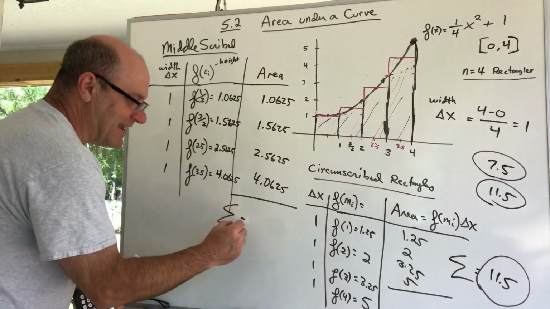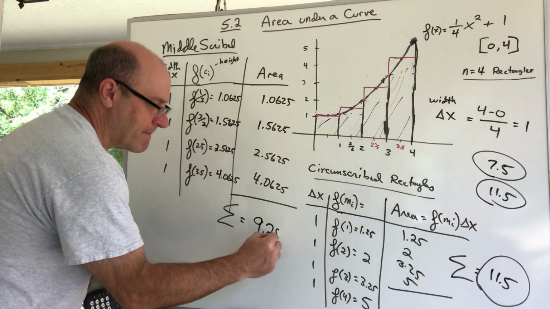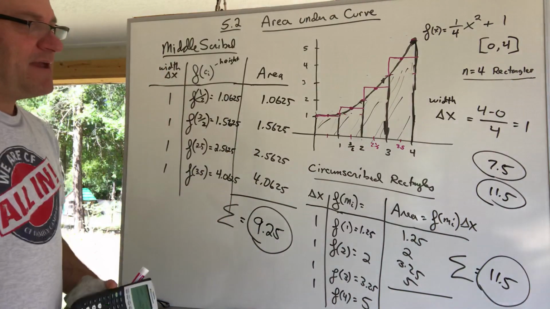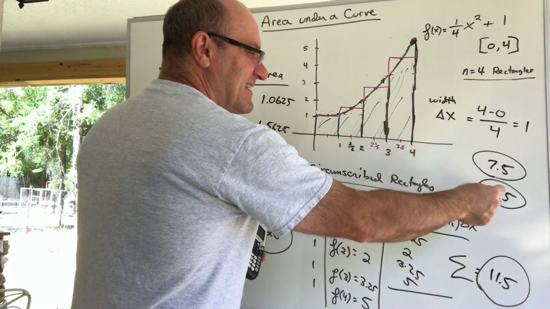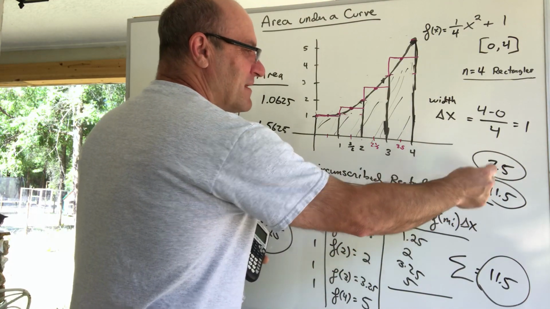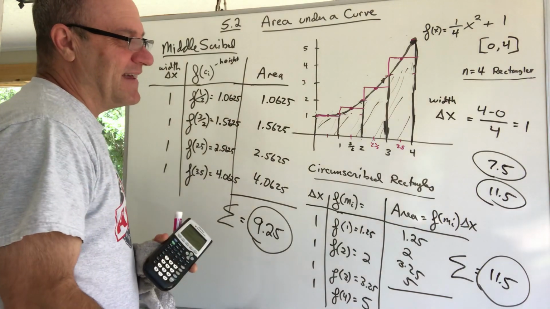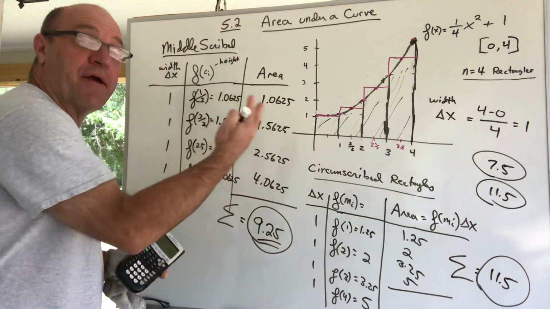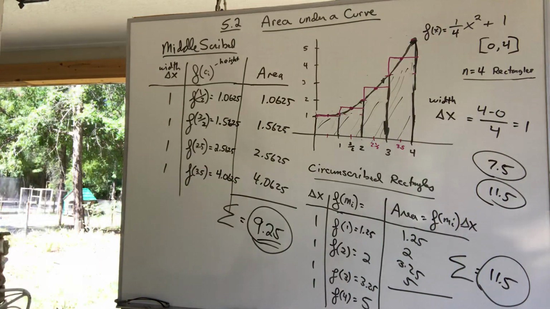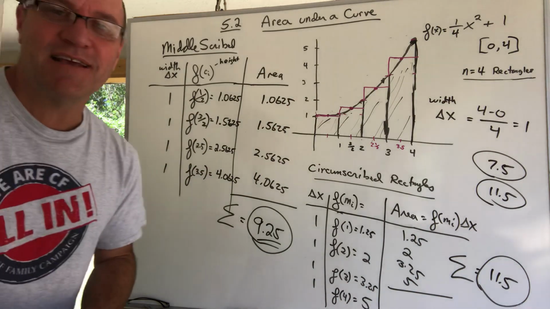Wow, I get 9.25, which, I don't think that's right in the middle of that, but it's somewhere in the middle. Right, that's a way better estimate of the area under this curve. Still an estimate though. It's still an estimate.